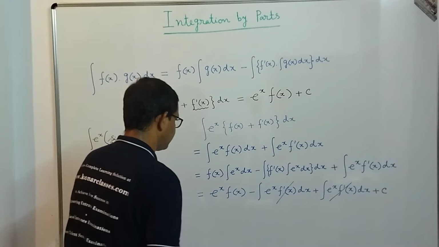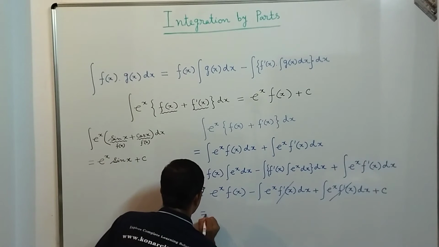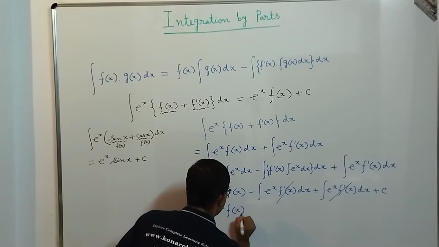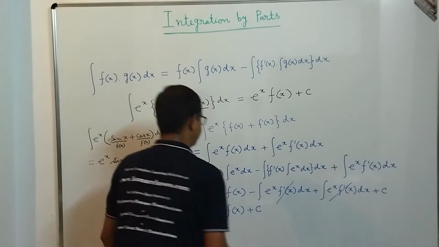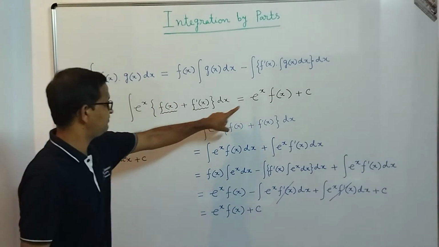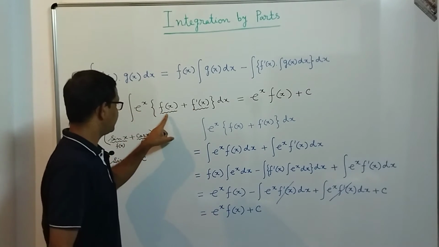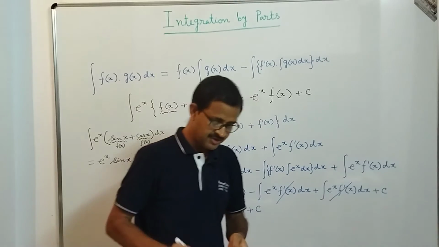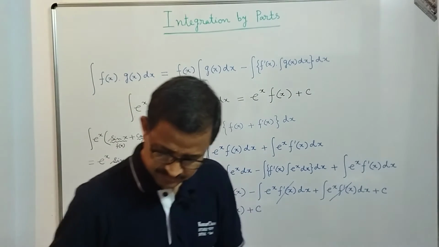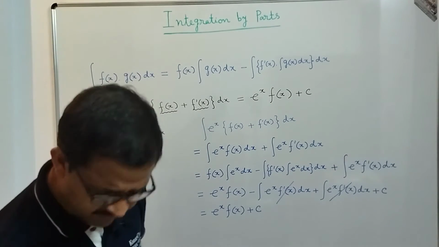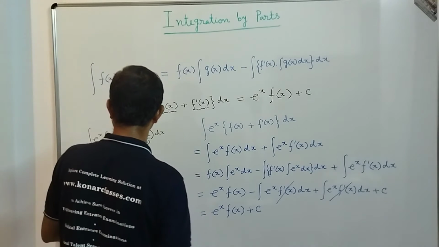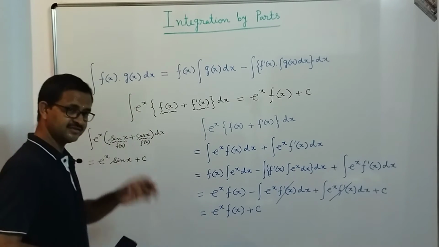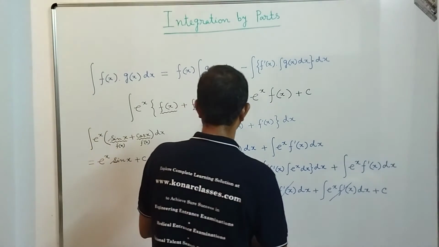So what are we left with? We are left with e power x into f(x) plus c. Hence we get this result, that integration of e power x into f(x) plus f dash x dx is equal to e power x into f(x) plus c. So we are done with the proof. Whenever you get this kind of question, as I said a few minutes back, you can directly write this as the answer. Okay, let's see a couple of examples.